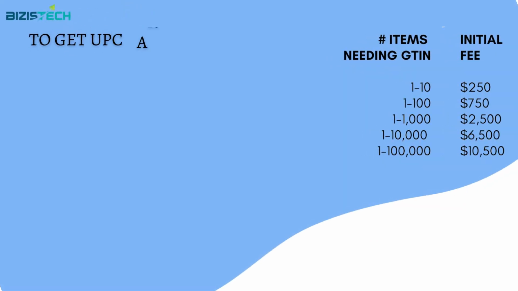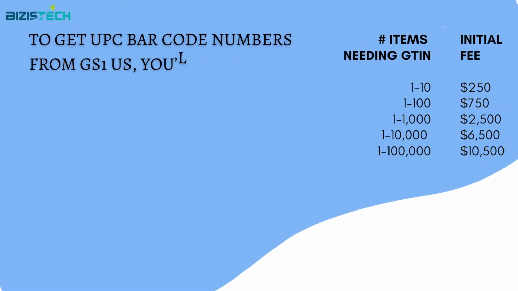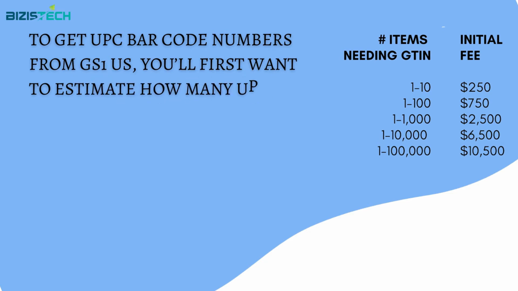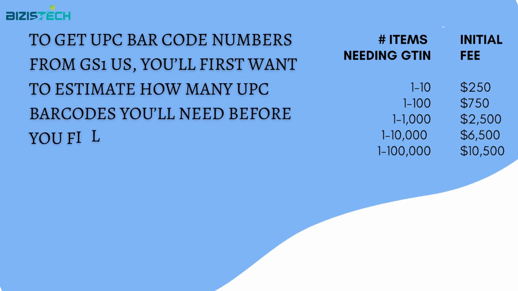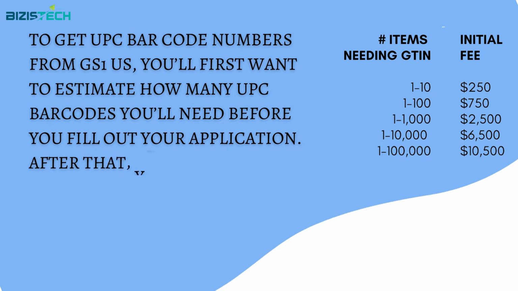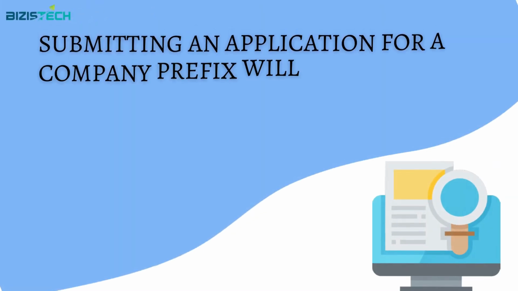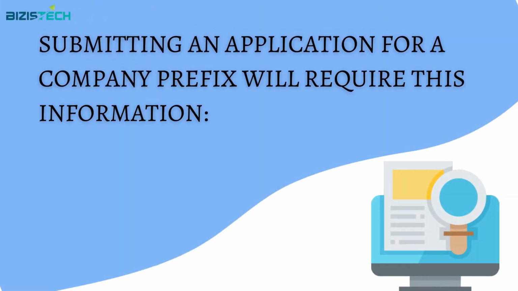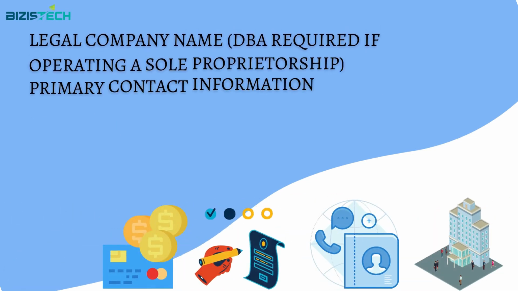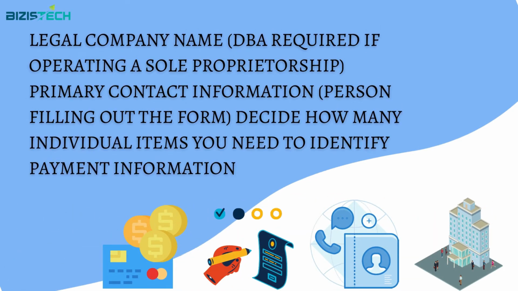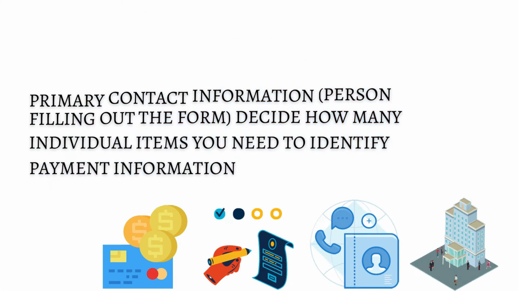To get UPC barcode numbers from GS1 US, you'll first want to estimate how many UPC barcodes you'll need before you fill out your application. After that, you can figure out pricing and fill out your application. Before submitting, you must know a few things, as an application for a company prefix will require this information: legal company name, primary contact information, how many individual items you need to identify, and payment information.